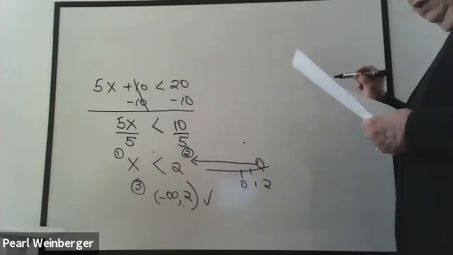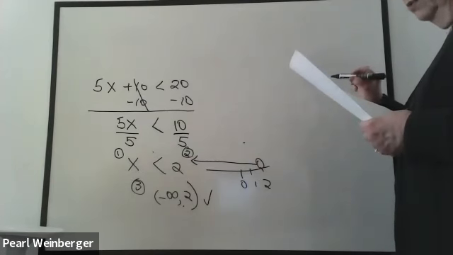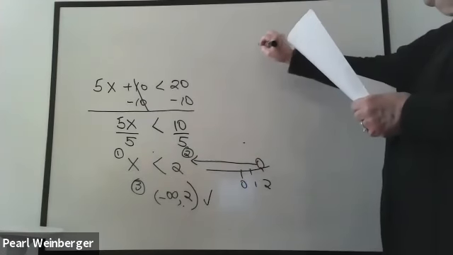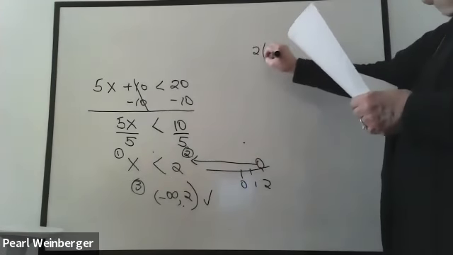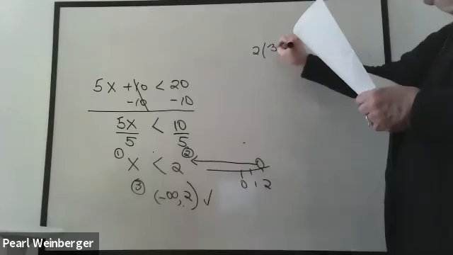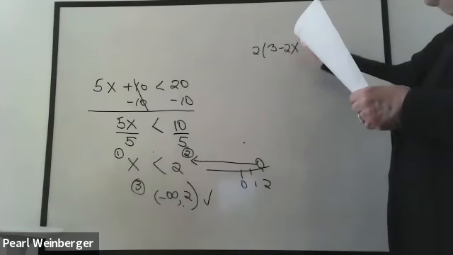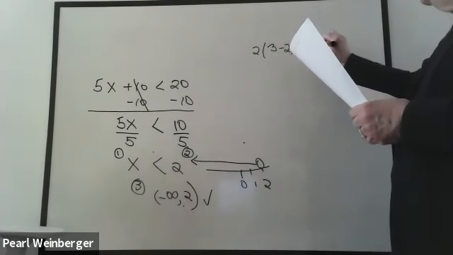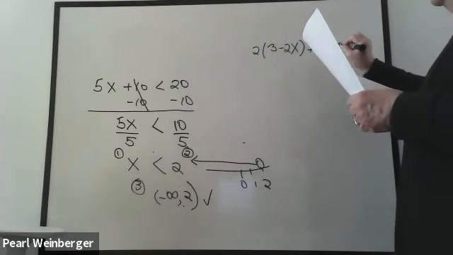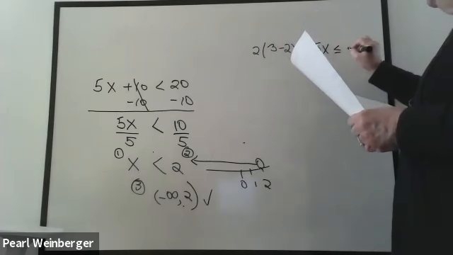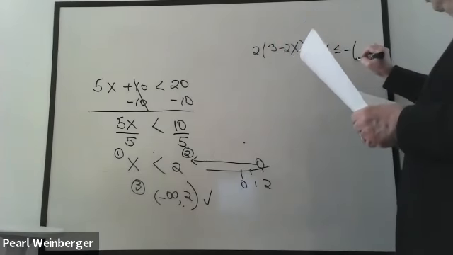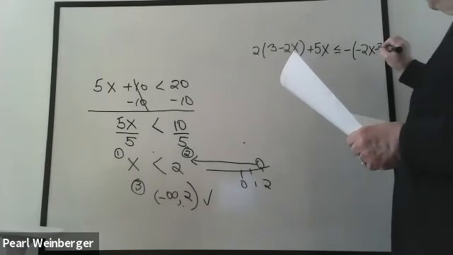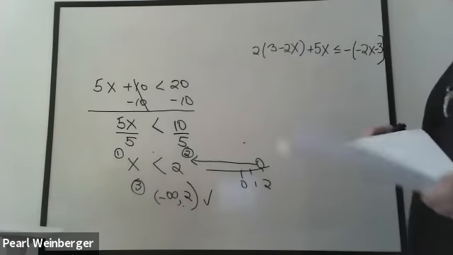you. This actually is problem number 17 on that sheet that I had given you. It's 2 parentheses 3 minus 2x close parentheses plus 5x is less than or equal to negative open parentheses negative 2x minus 3 close parentheses.